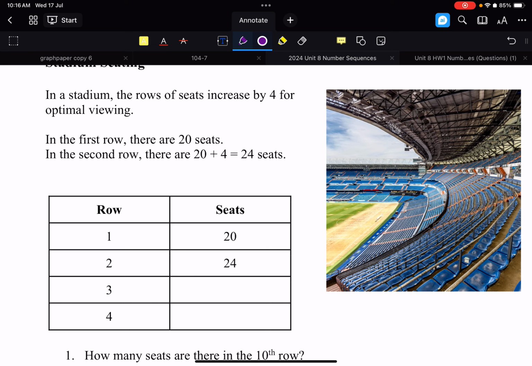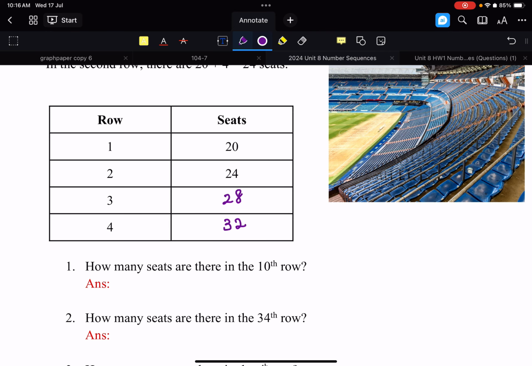If we recognize the pattern and the rule, which is increase by 4, then we can predict what will happen in the third row. What do you think will happen in the third row? You can pause the video and fill in the blanks first. All right, did you get it right? Yes, all we need to do is keep adding 4. So we have 28 in the third row and 32 in the fourth row. And it goes on. We can make predictions, for example, what will happen in the 10th row.